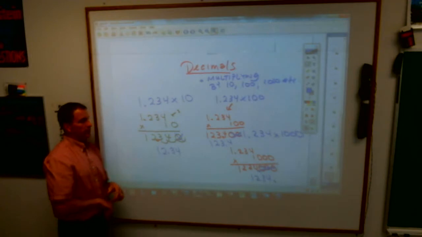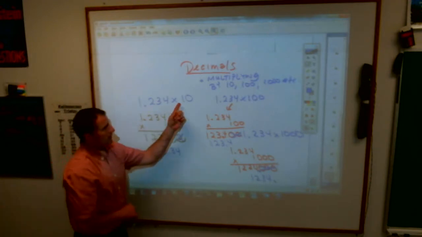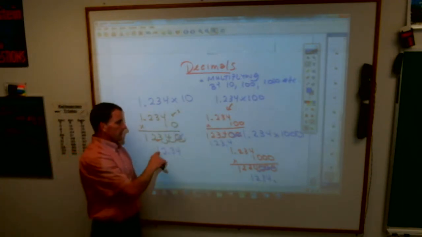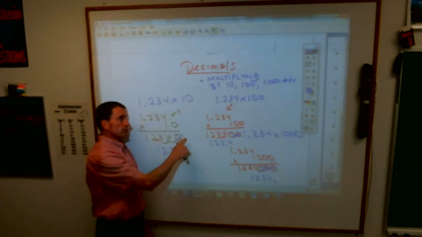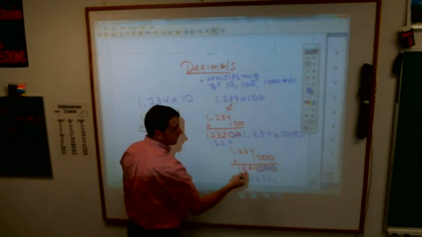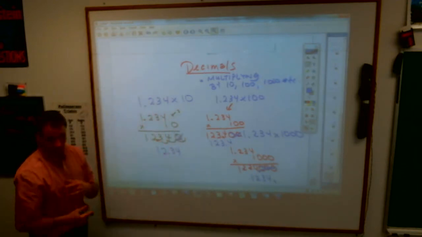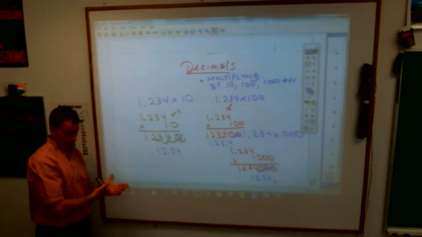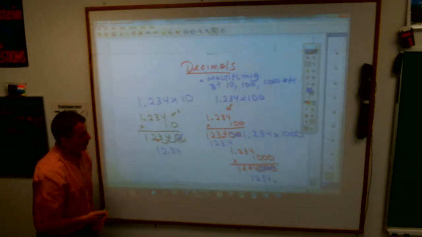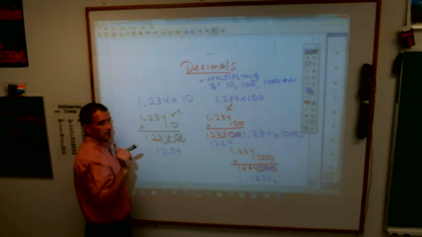Okay. Look, when I multiply by 10, 100, and 1,000, the digits stayed the same as they were. I had a 1, 2, 3, and a 4, a 1, 2, 3, and a 4, 1, 2, 3, and a 4. The digits don't change. The only thing that changed was where the decimal point is. Lauren said it. What changes with the decimal?